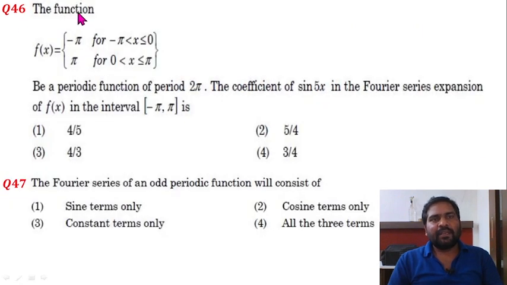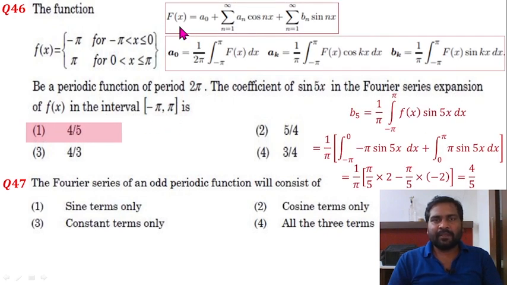Question 46. The function f(x) is a periodic function of period 2 pi. The coefficient of sin 5x in the Fourier series expansion of f(x) in the interval minus pi to pi is. Fourier series f(x) is equal to a naught plus summation n equal to 1 to infinity a_n cos nx plus summation n equal to 1 to infinity b_n sin nx. Coefficient is written here. It is asking for the coefficient of sin 5x. Put the value k equal to 5 here.